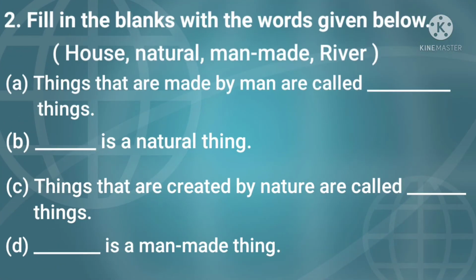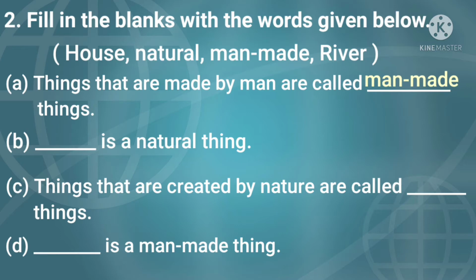Number 2. Fill in the blanks with the words given below. And what are the words? House, natural, man-made, river. Number A. Things that are made by man are called dash things. The answer will be man-made. Things that are made by man are called man-made things.